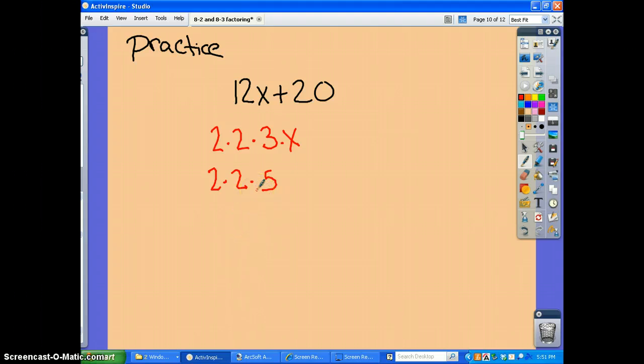Now, what are my common factors here? If you look at this, my common factors, now this is a little bit different. I have a set of 2's and another set of 2's. And that's all I have. So the greatest common factor here would just be 4. Because I have common 2 times 2, which is 4. So my greatest common factor is going to be 4.